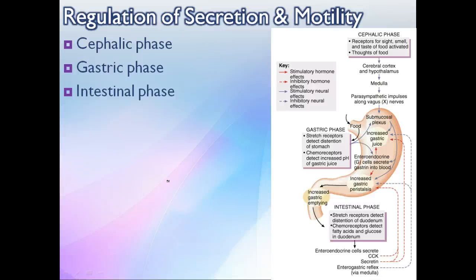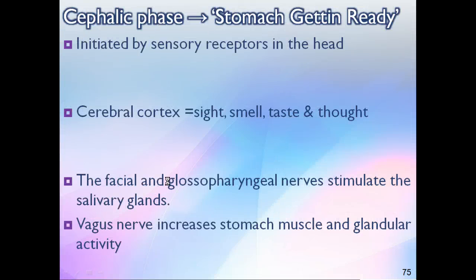So our final topic here is, how do we regulate this whole process of digestion? Well, we regulate this whole process from start to finish in 3 phases of digestion. And these include the cephalic phase, the gastric phase, and the intestinal phase. Here we have a nice diagram showing everything that's going on in each phase, but let's talk about each individually. Starting first with the cephalic phase.